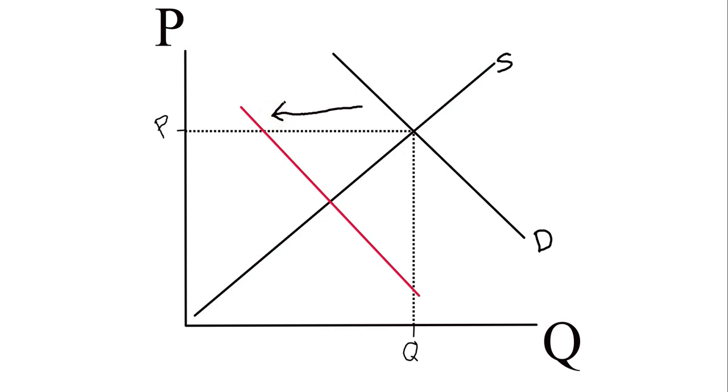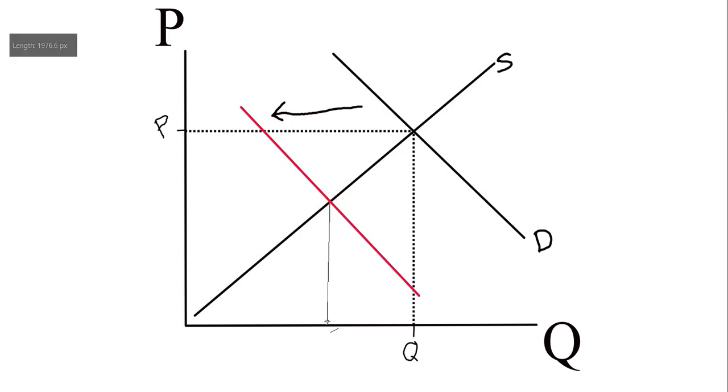Let's think about DVDs, which was used in the original video. Fewer people want DVDs since they can stream their favorite shows now. So the quantity demanded for DVDs has decreased, or shifted to the left. Our new equilibrium is where the supply curve and the new red demand curve cross.